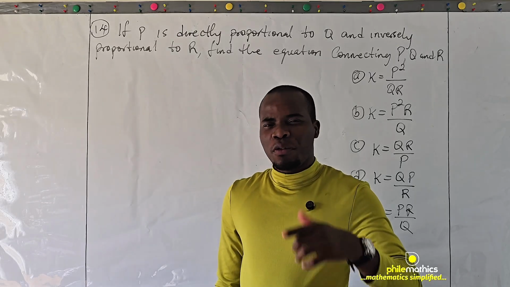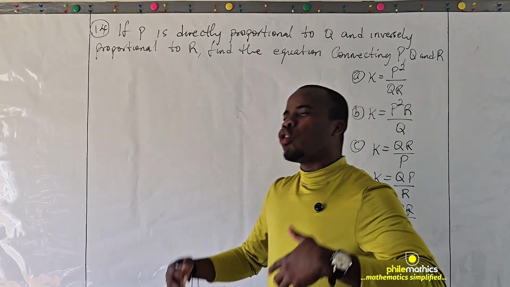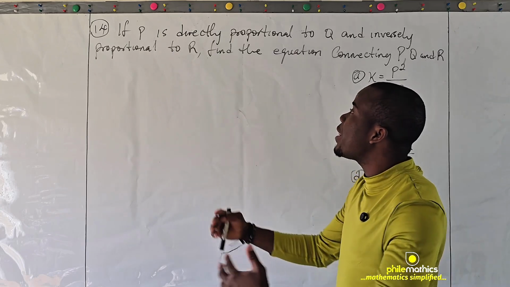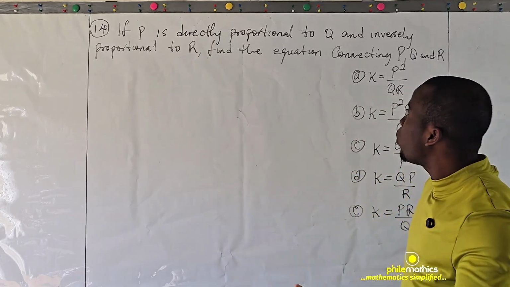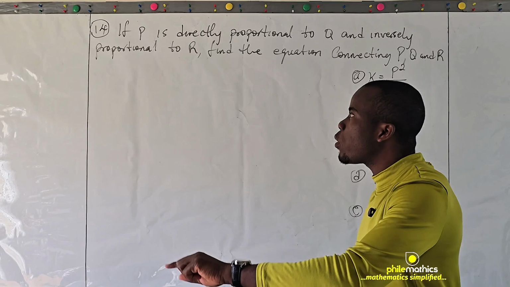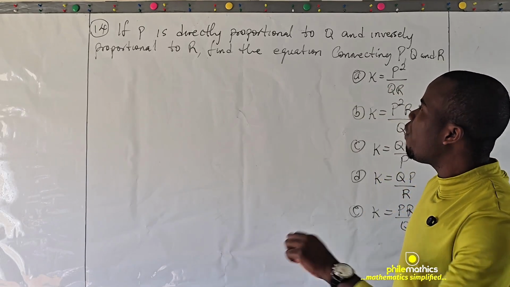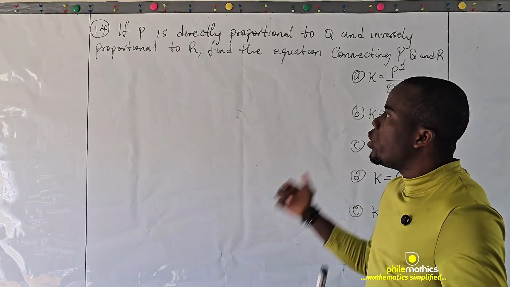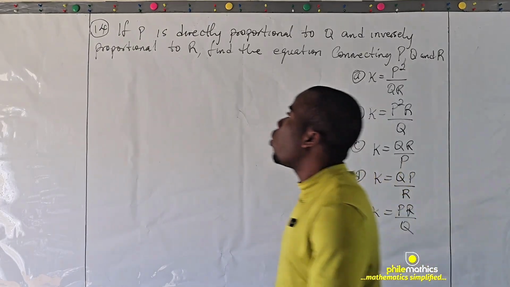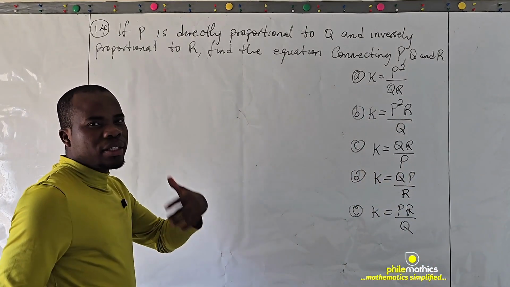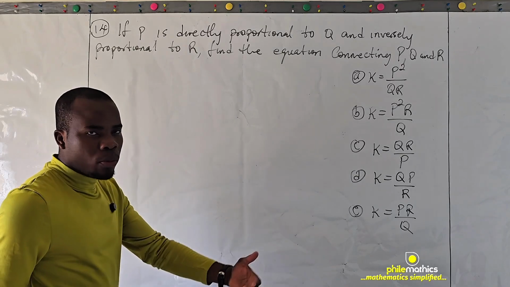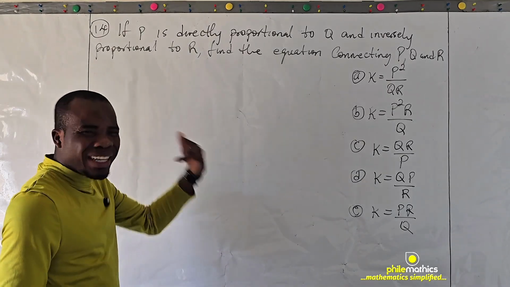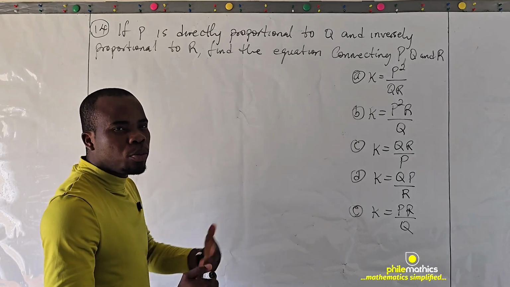Question 14 of 2025 NECO is on proportion, and it says if P is directly proportional to Q and inversely proportional to R, find the equation connecting P, Q, and R. We saw in the previous question how we have direct proportion, inverse proportion, and joint proportion. This is a typical example of what a joint proportion is.